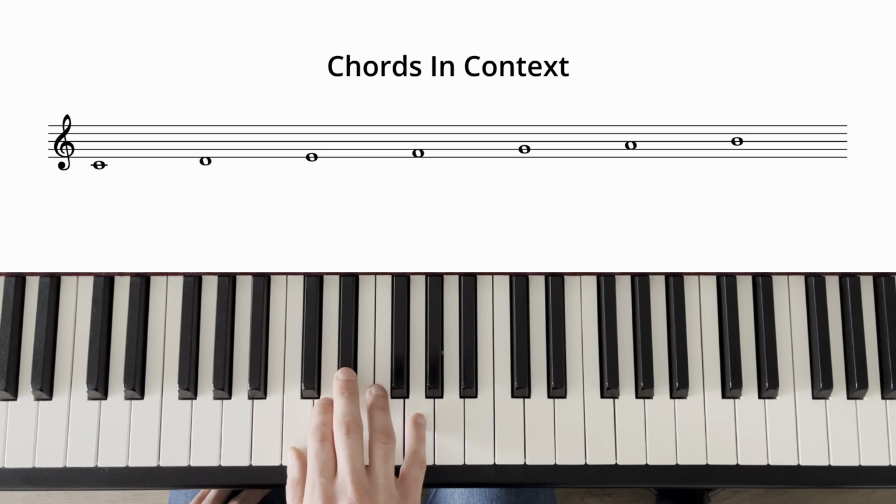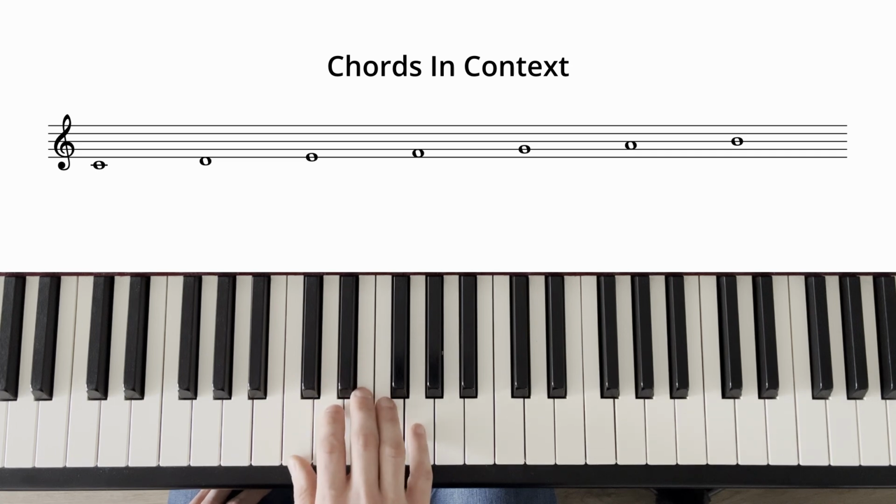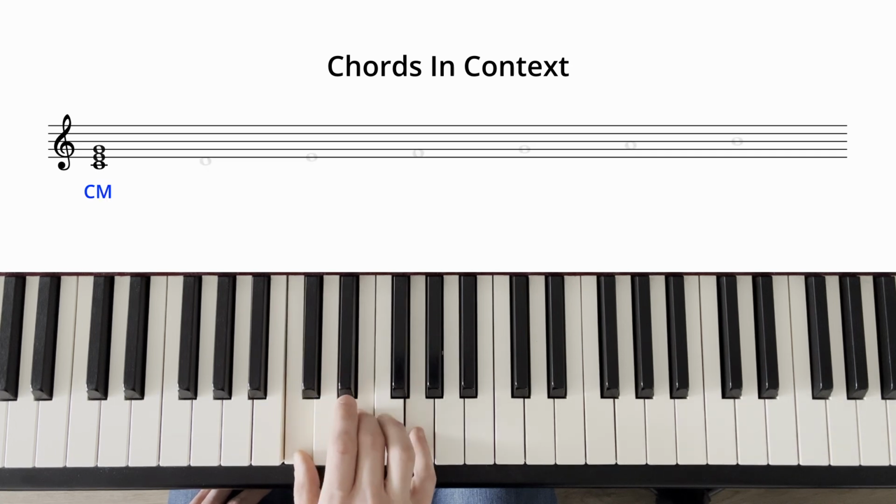To provide that context, let me look at a C major scale. If I start from C and form a chord using only notes from the C major scale, I get C, E, and G, the same C major chord I just talked about. Since C is the first note of the scale, I could call this the 1 chord in the key of C major. The convention is to write major chords with capitalized Roman numerals, so I'm going to label that with a capital Roman numeral 1.